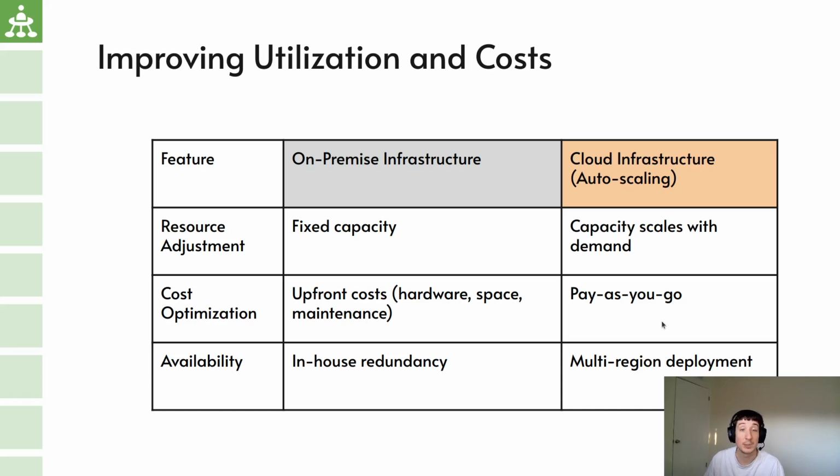This is another side-by-side comparison. So the on-premise infrastructure is again going to have that fixed capacity that we saw on that chart, whereas the cloud is going to be able to scale as our demand grows.